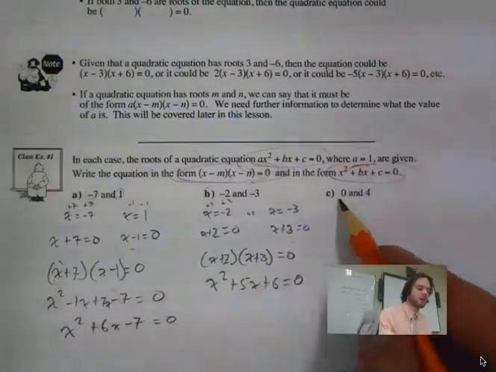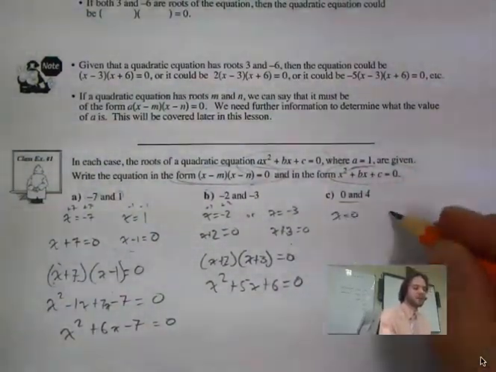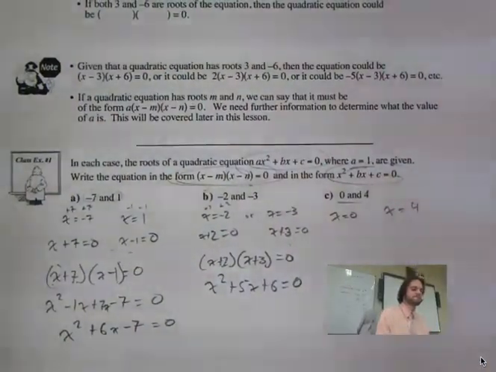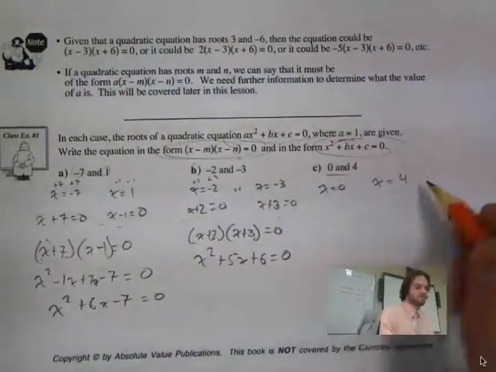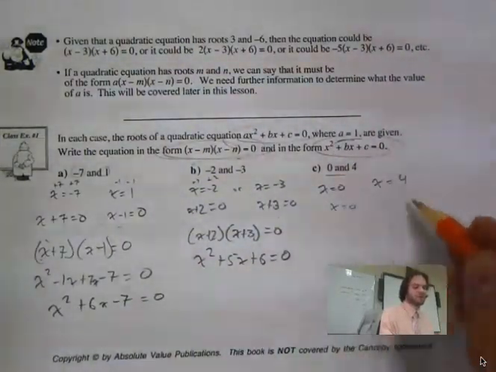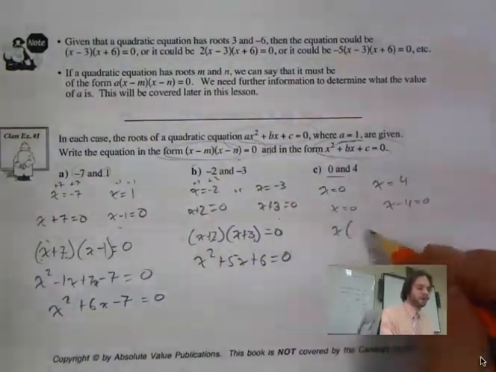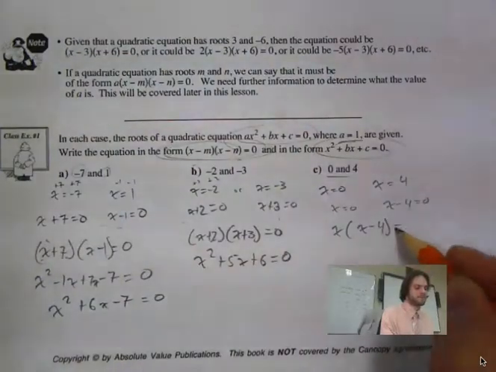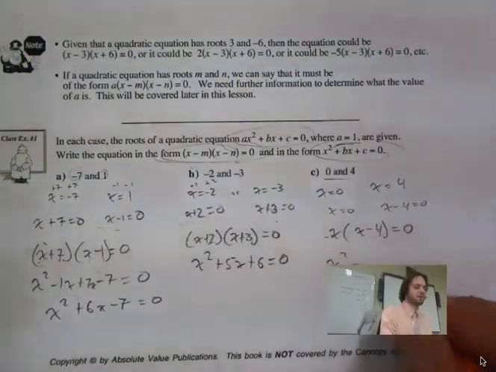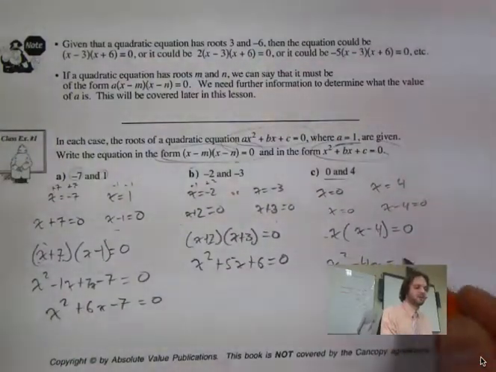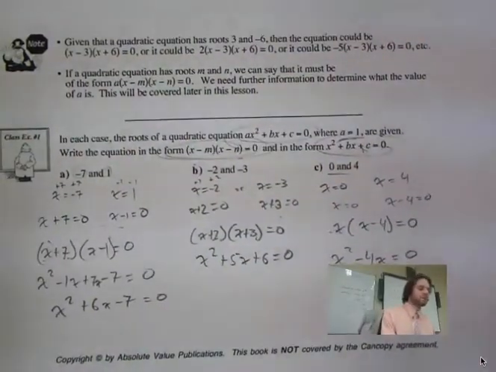The next one here has 0 and 4. So we have x is equal to 0 and x is equal to 4. I look at that. I know we have x is equal to 0. That stays the same. And here we have x minus 4 is equal to 0. So we have x and x minus 4. Multiply those in, x by that and x by that, and we get x squared minus 4x is equal to 0. And that's in that form. There we go. That wasn't that bad.